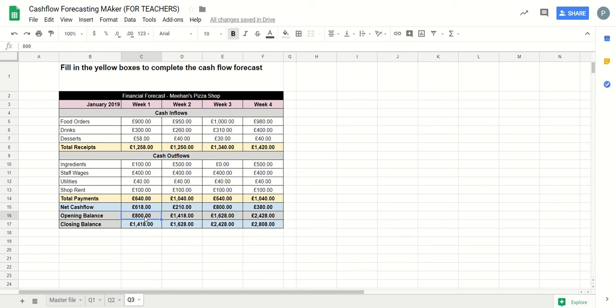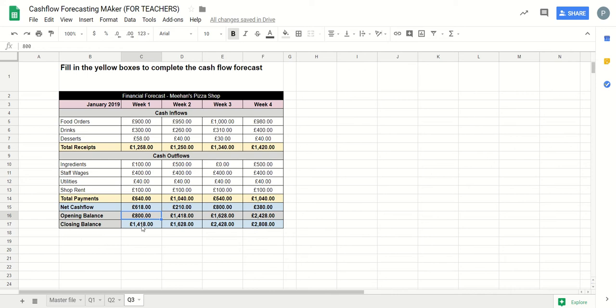The opening balance is what money you've been given to run the business at the beginning of the week. So what's carried forward usually, what's there ready to go. So money the company currently has. So Mian's Pizza Shop already had £800 from the previous month. So we call that the opening balance. That's what's in our bank account at the moment.